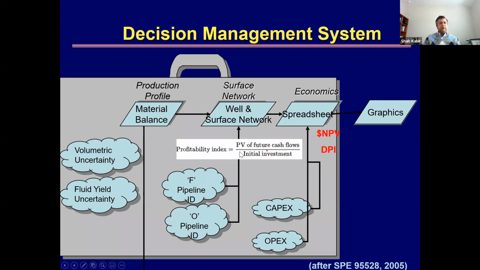So what is profitability index? It's the profitability of the future cash flows relative to the initial investment. So to break even, you have to have at least 1, right? So if your profitability index goes higher than 1, then that means the project is economic.